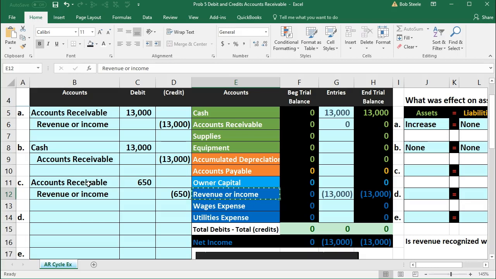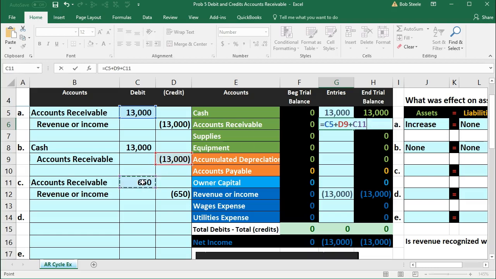Now we'll post this. We're going to say receivables here is an asset. Here's the receivables account on the trial balance. We are going to record it in the blue section in column G. So we are on G5. Double click on G5. We see the activity. I'm going to go to the end of this and say plus, and then point to the 650.